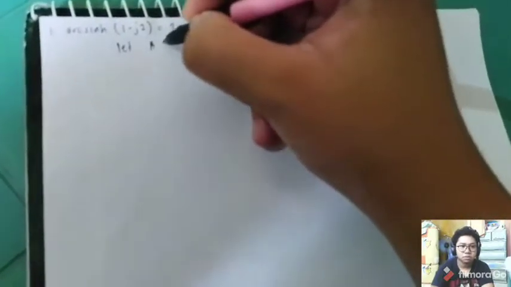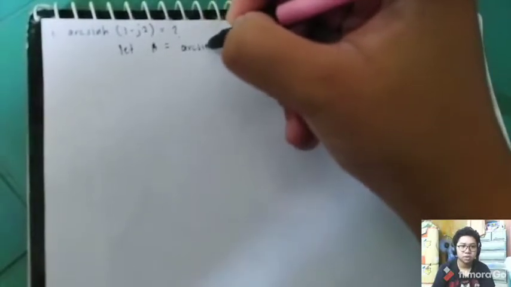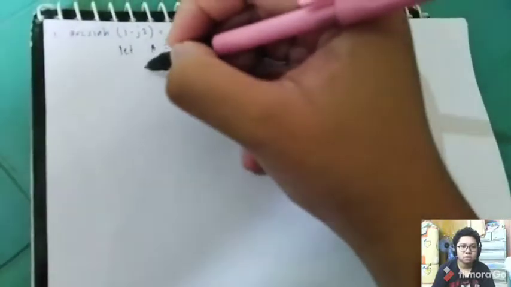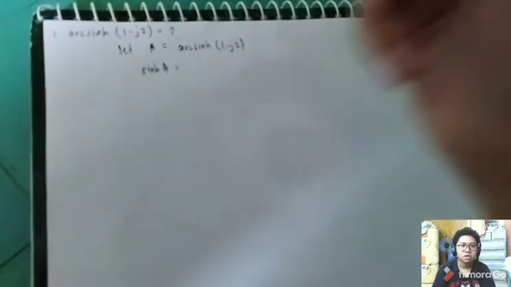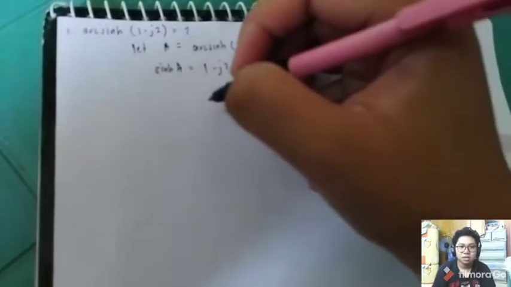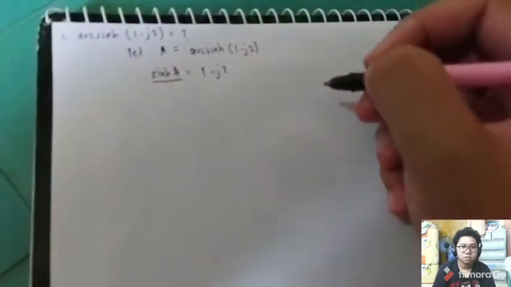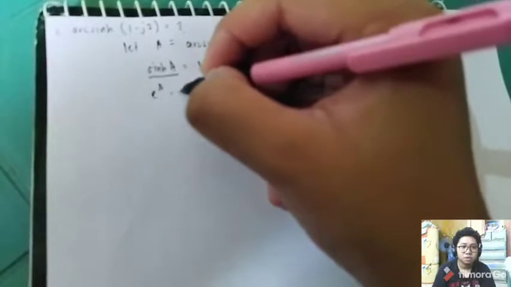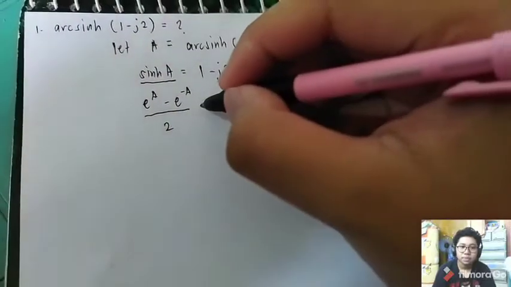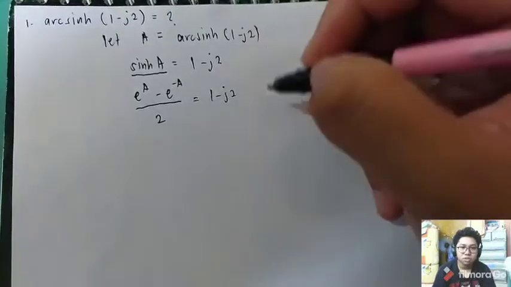Now let's go to the inverse hyperbolic of a complex number. And our first example is the arc sine hyperbolic of 1 minus j2. First, we will let a equal the arc sine hyperbolic of 1 minus j2. Then get the sine hyperbolic of both sides. We have sine hyperbolic a is equal to 1 minus j2. And sine hyperbolic a is equal to e raised to a minus e raised to negative a all over 2, and equal to 1 minus j2.